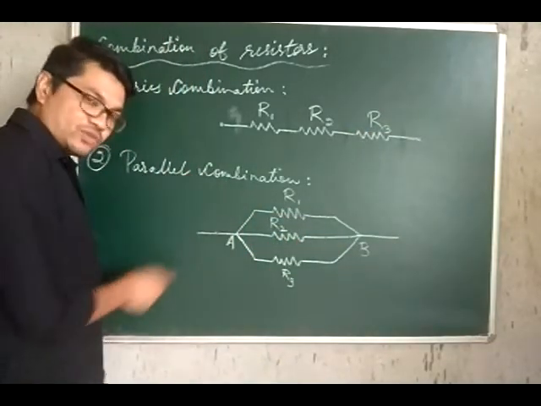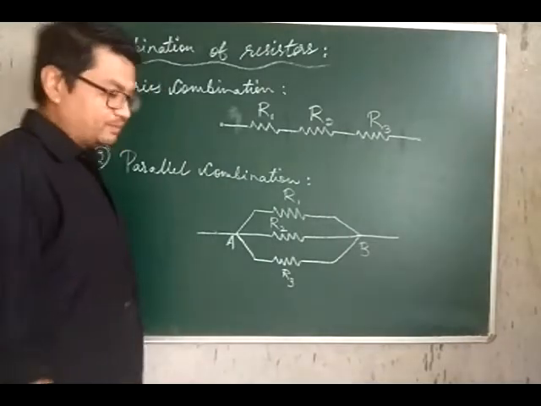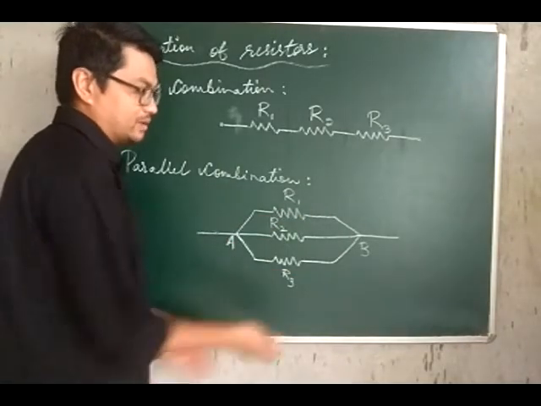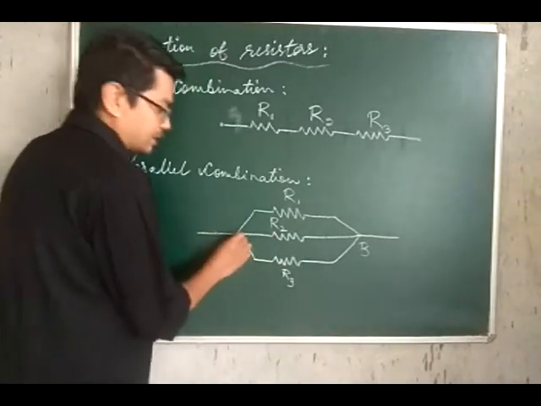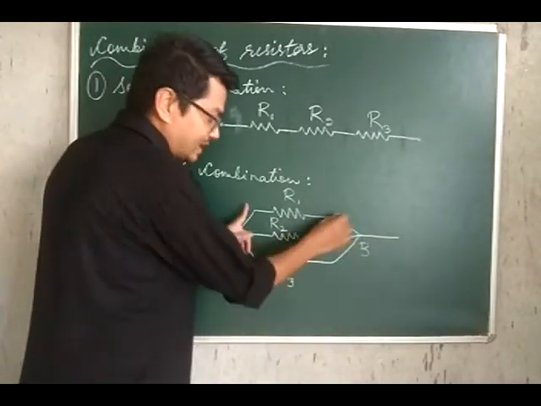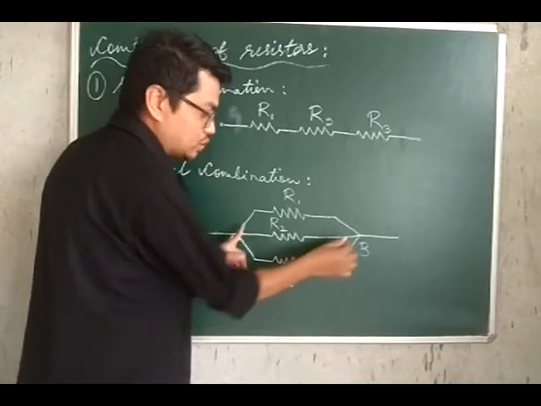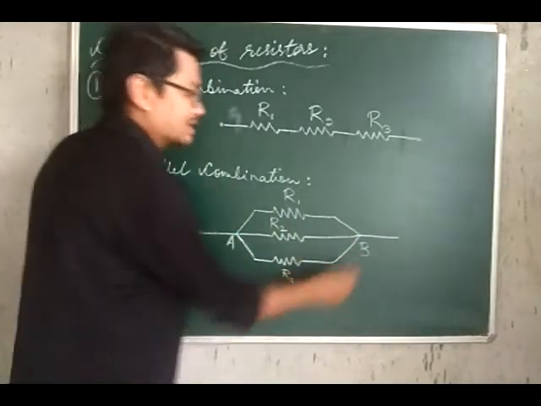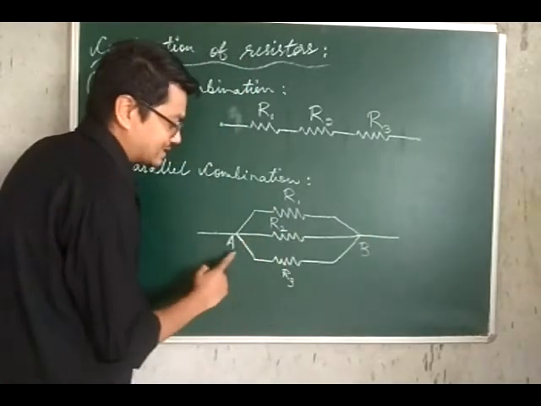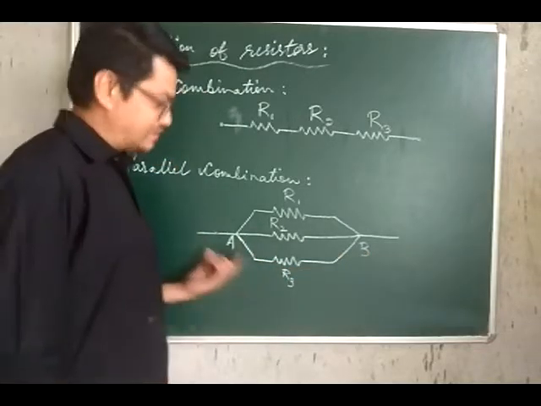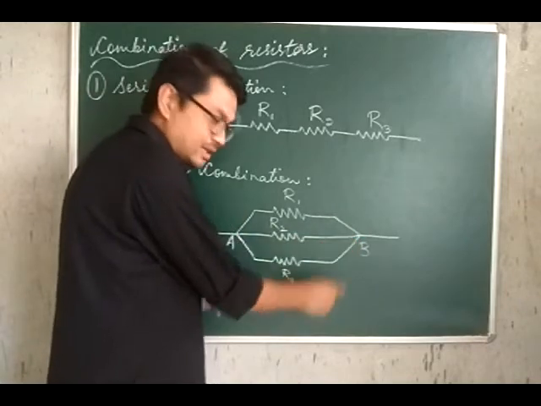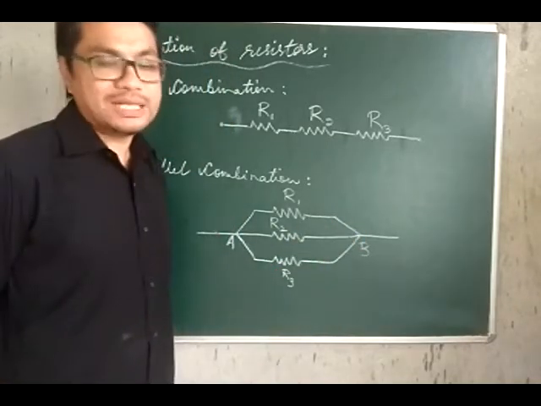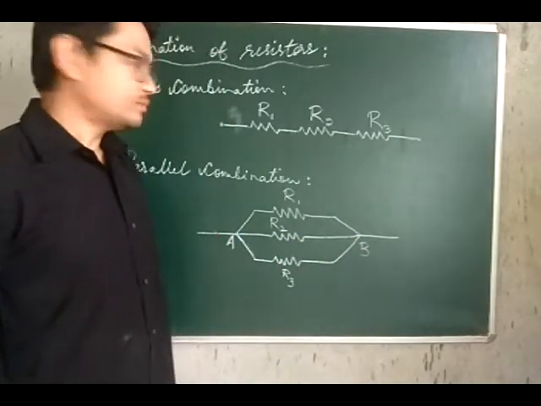Now, the other kind of combination is called parallel combination, where you can see one is connected on top of the other, so to say, and the two ends of each of the resistors are connected to the same 2 points A and B, as you can see here. The two ends of every resistor are connected to the same 2 points A and B.